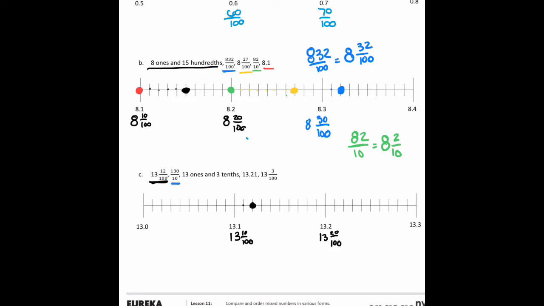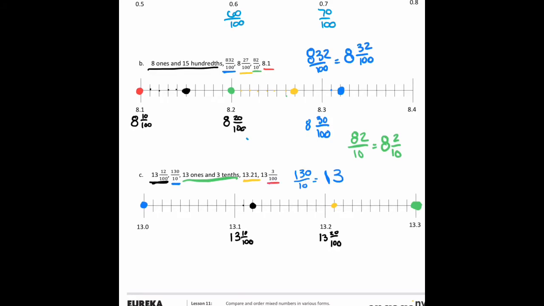Okay, next is 130/10, which if I change that into a mixed number, I get 13 even, because I could get 13 groups of 10/10 out of that. So it's just going to go here at 13.0. Same thing as 13 wholes. The next one is 13 ones and 3/10, which would be the same thing as 13.3, so I'm going to put that down here. Then we have 13.21, which is 2/10 and 1/100, so it's going to be 1 space past 13.2. And then we have 13 and 3/100, which isn't even 13 and 1/10 yet. It'll just be 3 spaces past the regular 13 at the front.